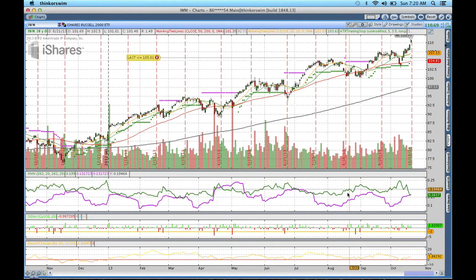Down below here, this is an indicator that I put together, and what it is, the green line is the implied volatility of the options, and the pink or the purple line, whatever that is, the historical volatility. And I think that's over the past 60 days. Let's just say it's over the past 60 days.